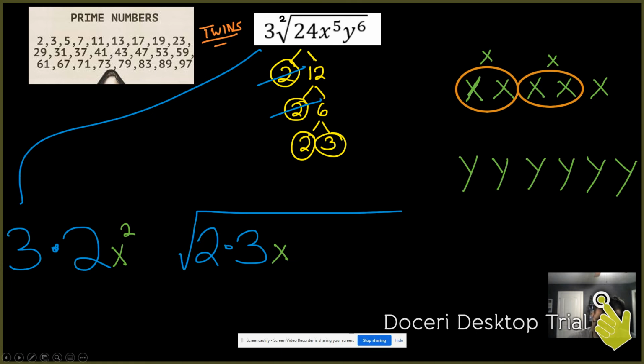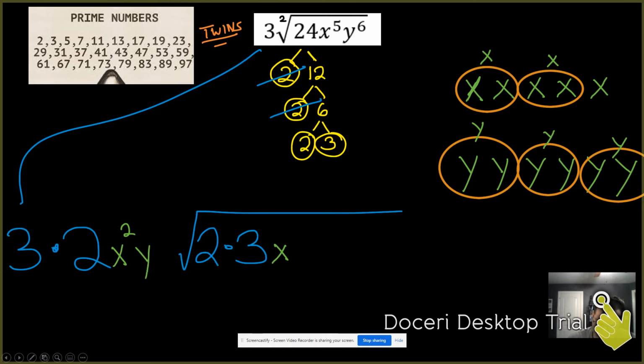Now let's do the y's. One set of twins, 2 sets of twins, 3 sets of twins. And unfortunately, of each set, only one survives. So of those 6, only 3 survive. All the y's got circles, so that's why there's none stuck inside the radical. So let's go ahead and clean this up. 3 times 2 is 6. x squared, y cubed. Square root of 2 times 3 is 6.